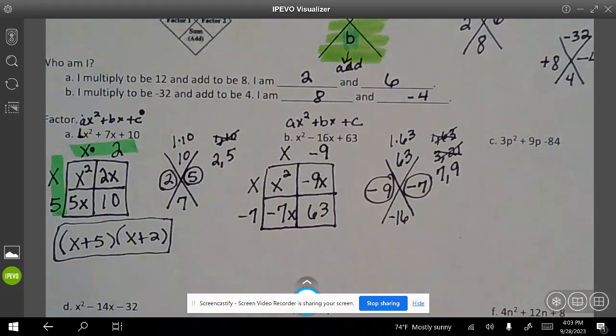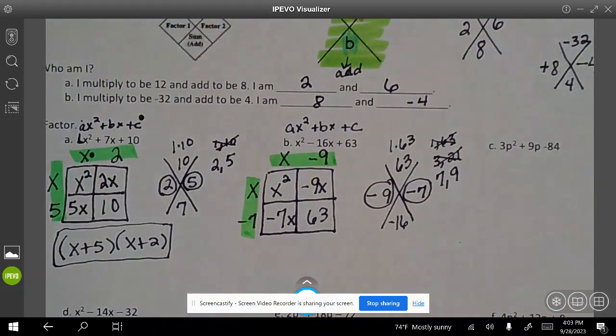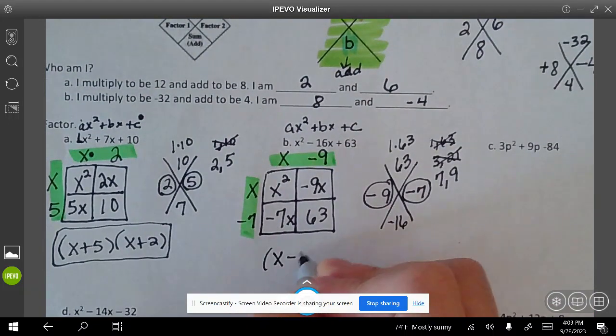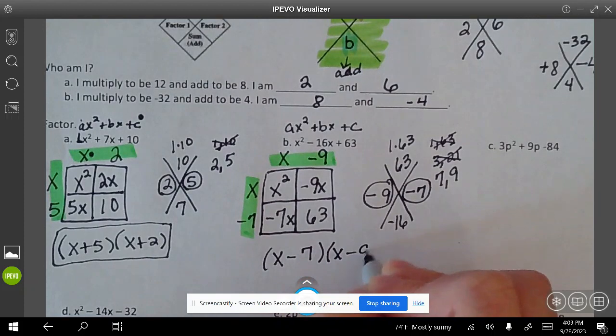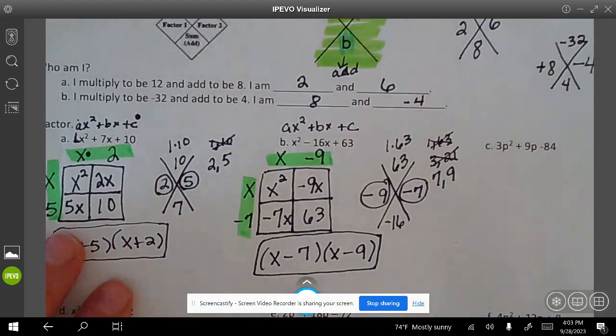So my answer comes from here and here. X minus 7 times x minus 9. Again, it would not matter if we wrote the x minus 9 and then x minus 7. That doesn't make any difference.